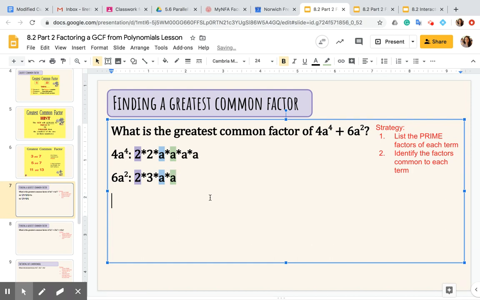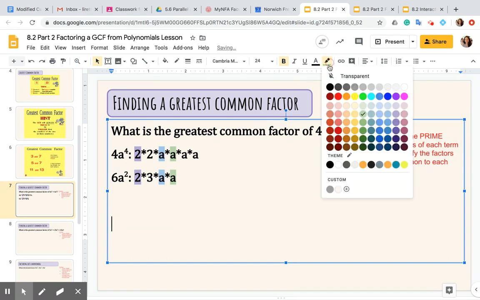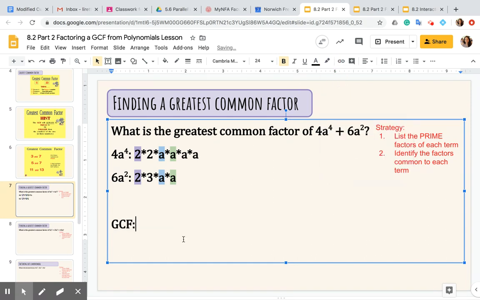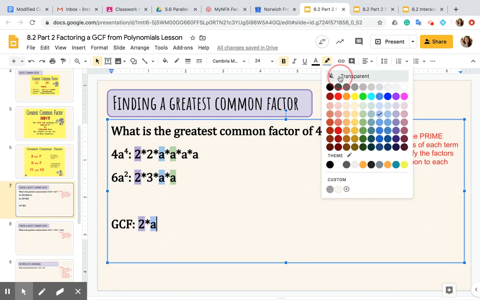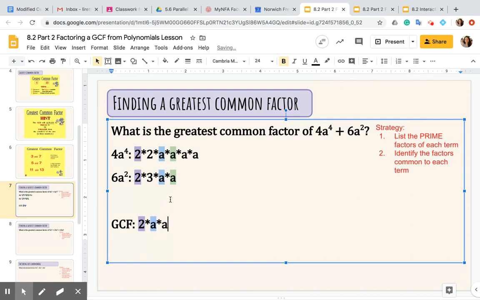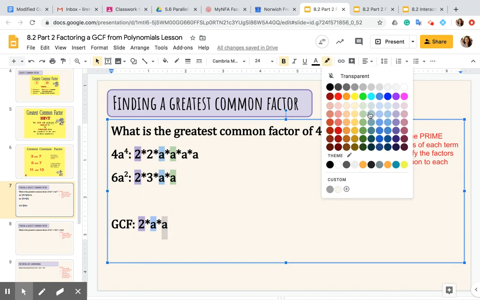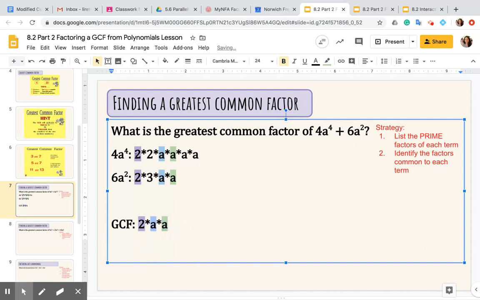In order to get your GCF, you're going to put all those common terms together. So I've got a 2, an A. Let me actually highlight what's matching here. So here's the 2, an A, and then this A right here. And notice I'm only listing it once. One copy for each common term. A 2, an A, and an A.